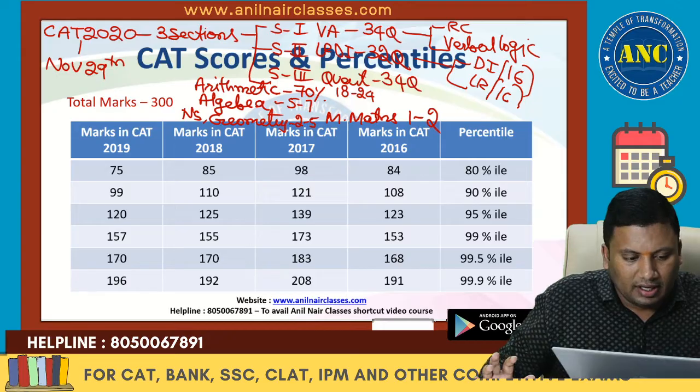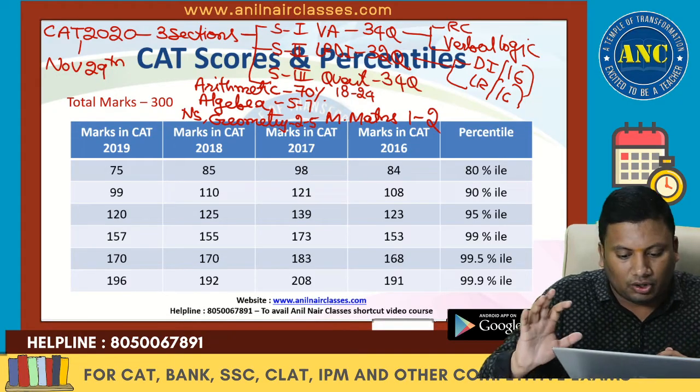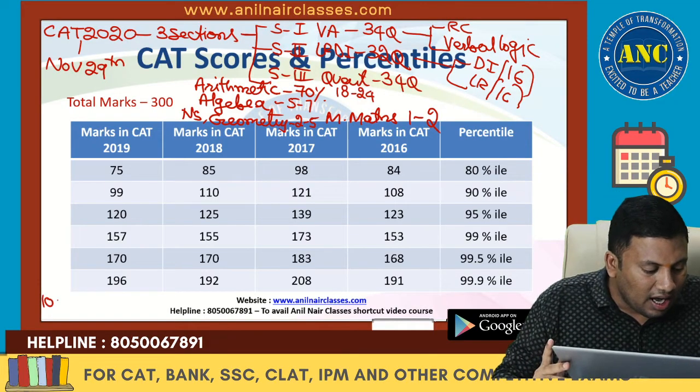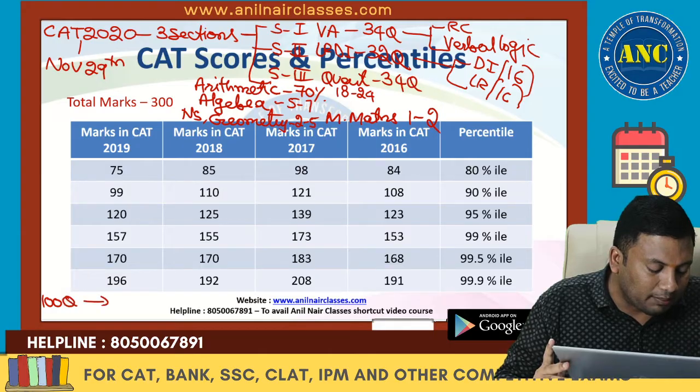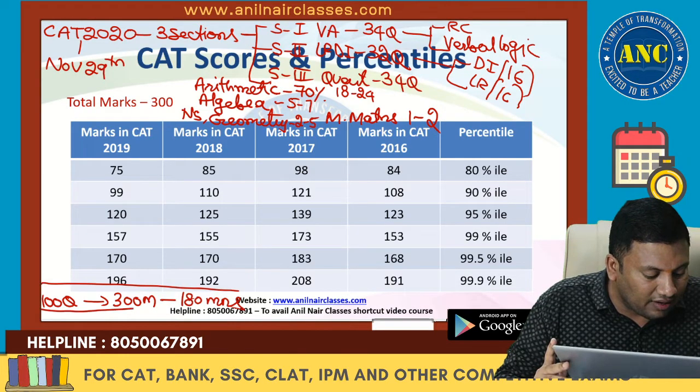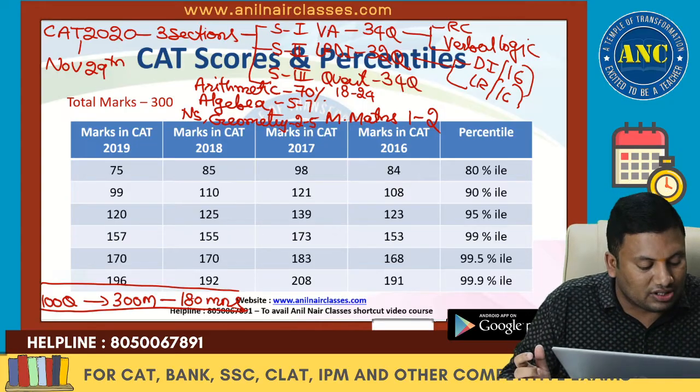Now let us see the time limit. Total 100 questions need to be attempted, with a total of 300 marks, in 180 minutes. Each section is given 1 hour.